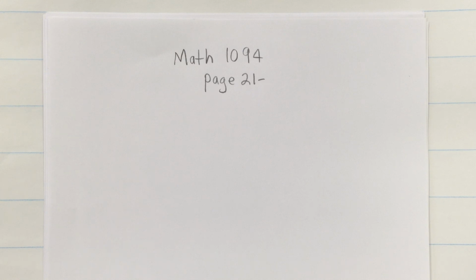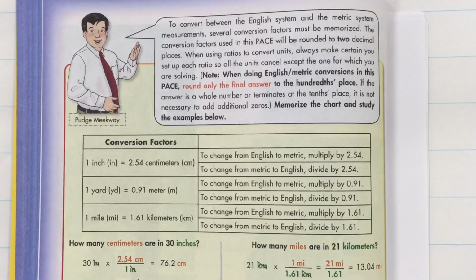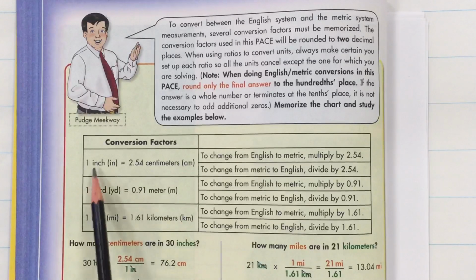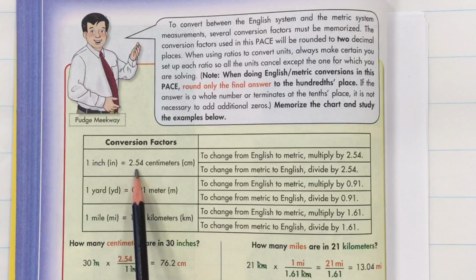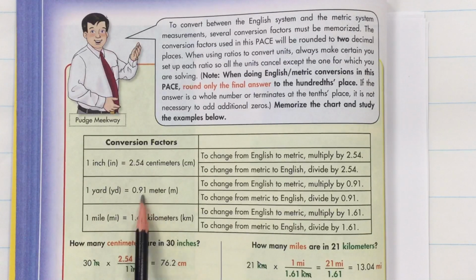Page 21 is what we're working on, is conversion. Conversion from English to metric. So as we see here, we have 1 inch equals 2.5 centimeters. Once we find centimeters, then we can go ahead and translate that into meters and millimeters or whatever we want. And we have yards to meters. Notice they're very close. 1 yard is almost as much as a meter. And miles to kilometers, okay?